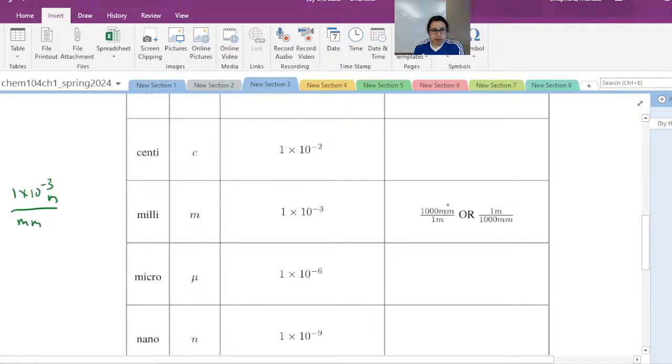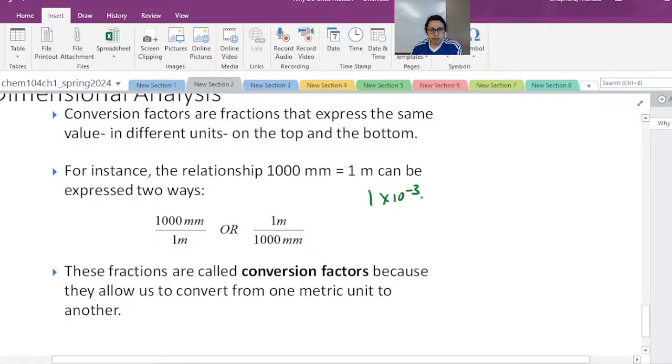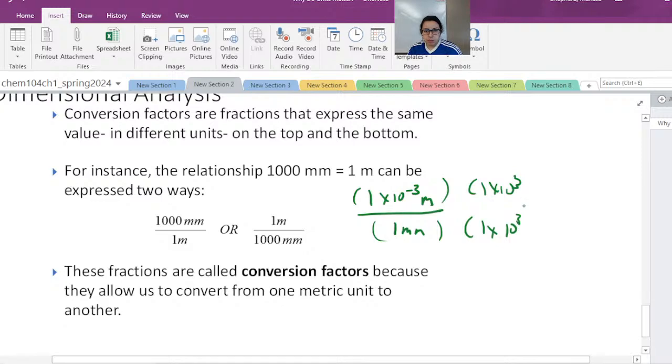So they made it in all positive exponents. And you can do that mathematically, so I'll write it over here. 1 times 10 to the negative third meters is equal to 1 millimeter. But if you want to make it positive, you can multiply it times 1 times 10 to the third. So you're just multiplying it by 1 effectively, right? 1 times 10 to the third over 1 times 10 to the third is 1. And then that gets rid of this factor here. So that gives you 1 meter is equal to 1,000 millimeters, which is what they wrote here.